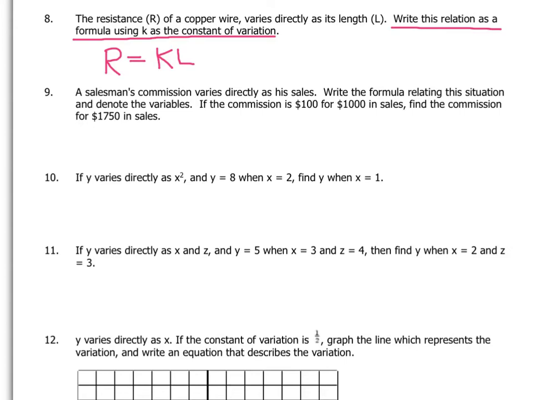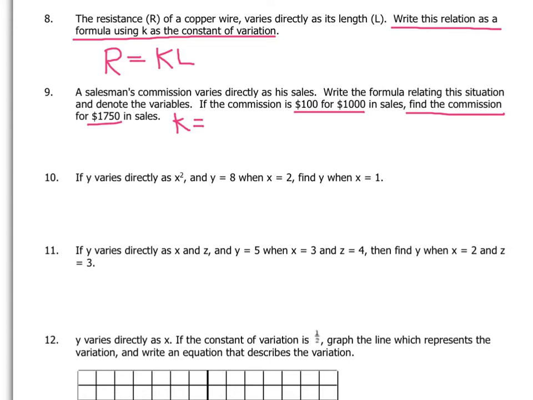Number 9, they want us to find the commission, write the formula. All right, so let's see if we can find out who stays the same. We have to find out if there's a constant. Is the constant in this sentence? So here's what's happening: we get $100 for every 1,000, and they want to find $17.50.